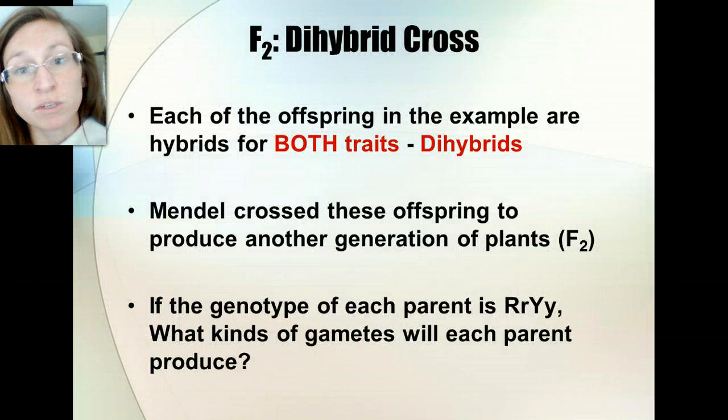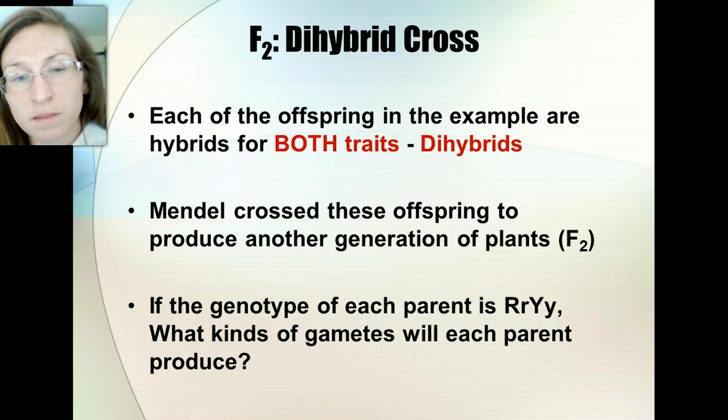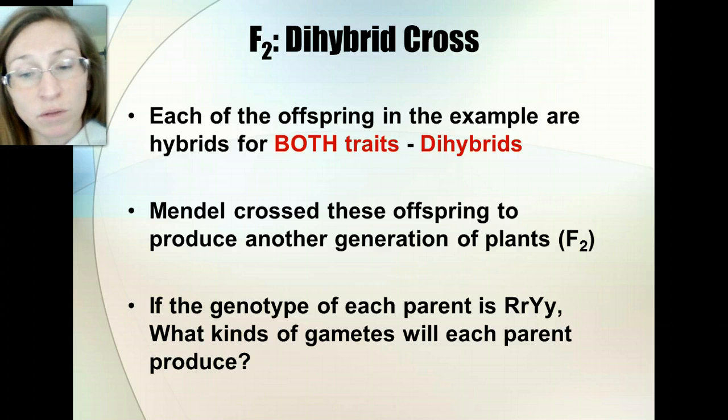So our F2, which is our second set of offspring, dihybrid cross. Each of the offspring in that example we just did became hybrids for both traits. Again, dihybrids. So Mendel crossed these offspring to produce another generation of plants, or again, the second offspring is designated by that F2. So if the genotype of each parent is big R, little r, big Y, little y, what kinds of gametes will each parent produce?